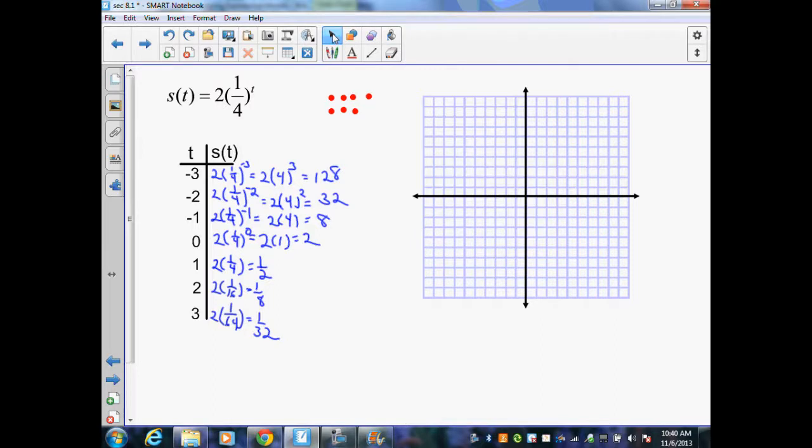Now, I can plot those points. Negative 3, 128 is too big for my coordinate plane, and so is negative 2, 32. But I can plot a negative 1, 8. And I continue with 0, 2, 1, a half, 2, 1/8, and 3, 1/32. Now I can connect my points.